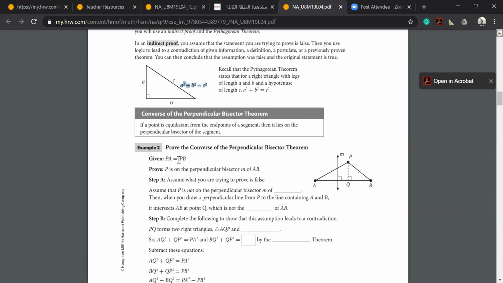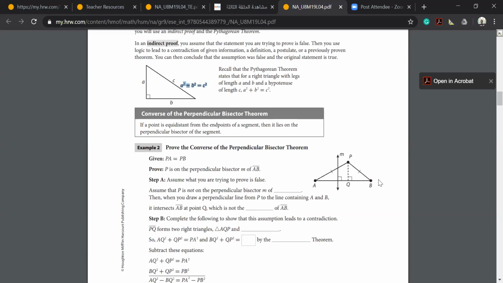Okay, the given here is that PA is equal to PB, and you are required to prove that P is on the perpendicular bisector. In other words, I will have to prove that PQ is the perpendicular bisector of AB, that this angle is 90 and that these two sides are equal.